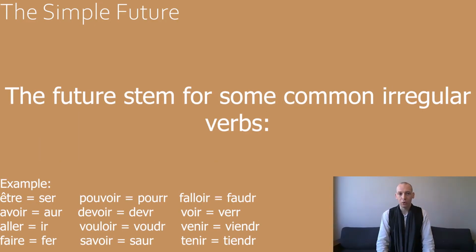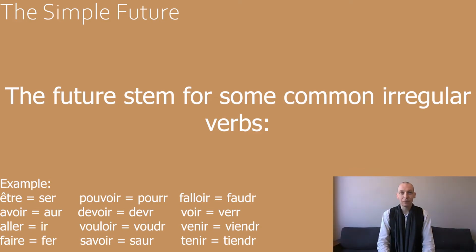Irregular verbs, of course, are irregular, and so these must be memorized, and I'll now go through some common irregular verbs and their future stems. The future stem for être is ser. The future stem for avoir is aur. The future stem for aller is ir. And the future stem for faire is fer.